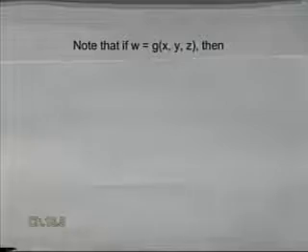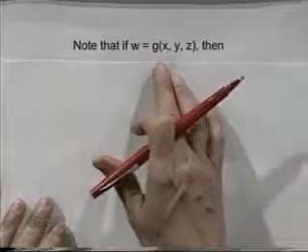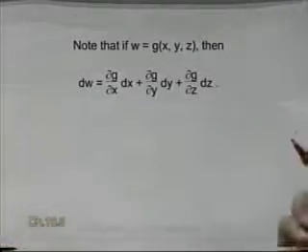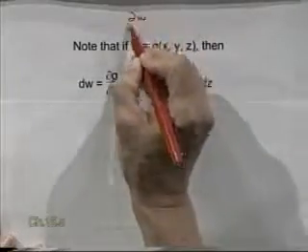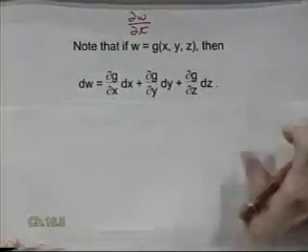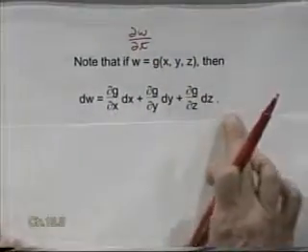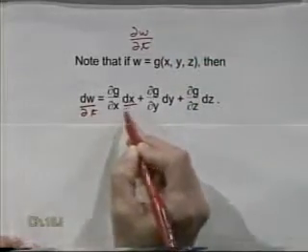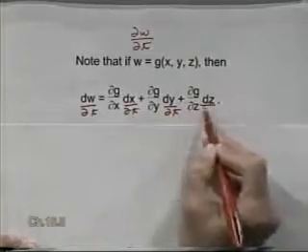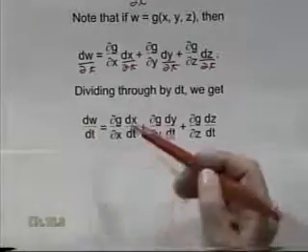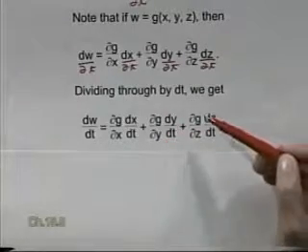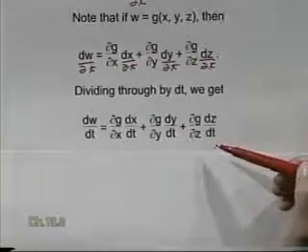Notice we could have a function w that's a function of three variables, x, y, and z. And suppose I want to figure out how w changes with respect to t. Well, what I would do is take this total differential and say, if I want to know dw/dt, let's just divide through by dt on both sides. And you notice if you do that, what you get is dw/dt is equal to the partial of g with respect to x times dx/dt plus the partial of g with respect to y times dy/dt plus the partial of g with respect to z times dz/dt.